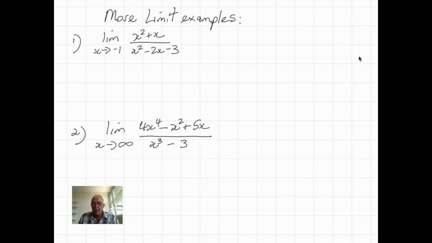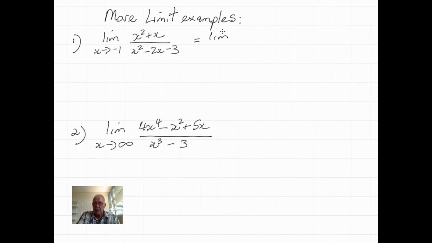We'll complete our work on limits with two more examples. Here's one category of limit where we've got x approaching a. And here we've got one where x approaches infinity. So if we look at the limit as x approaches -1 of x squared plus x over x squared minus 2x minus 3, if we go to substitute in, we'll get 0 on the bottom there. So we're going to have to go back to some sort of algebraic simplification.